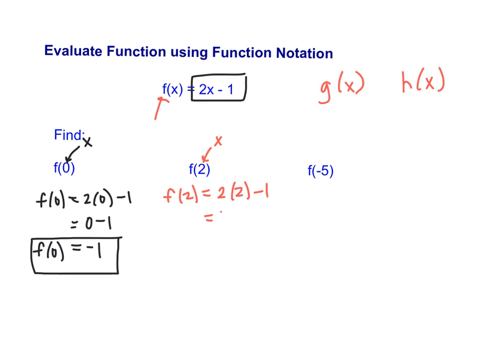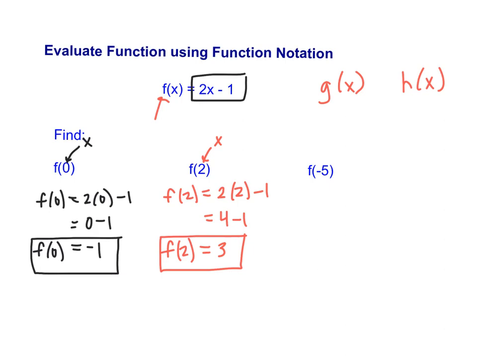2 times 2 is 4, minus 1. 4 minus 1 is 3. So f of 2 is equal to 3. Final answer. Again, what that means, we took a 2 for our input, our domain, our x value. We plugged it into our function, and we got back our y value, our output, our range.